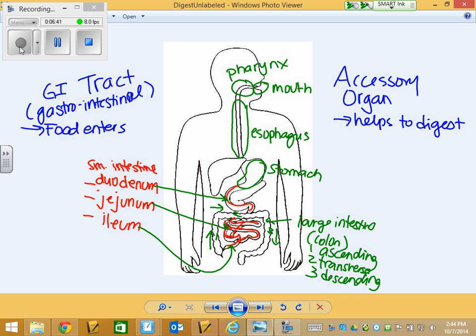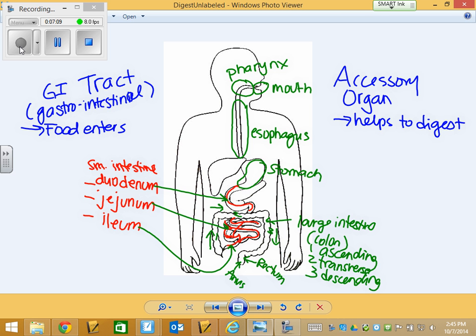Now at the end of your large intestine, you have the rectum and the anus. The rectum is the last portion of your large intestine where waste is stored, and the anus is the opening through which you would expel undigested food. That is your gastrointestinal tract. Food is going through all of those places.